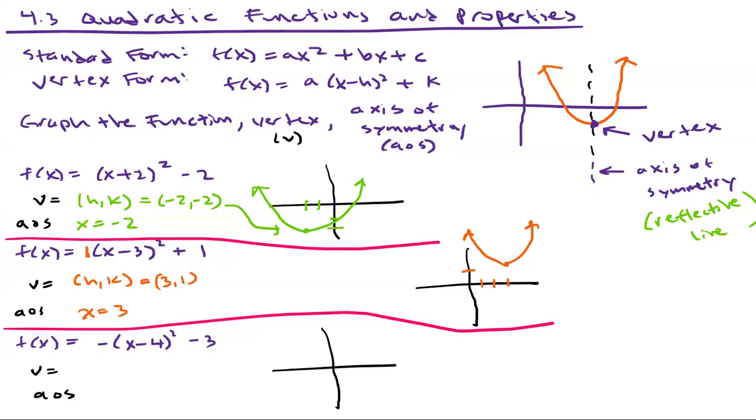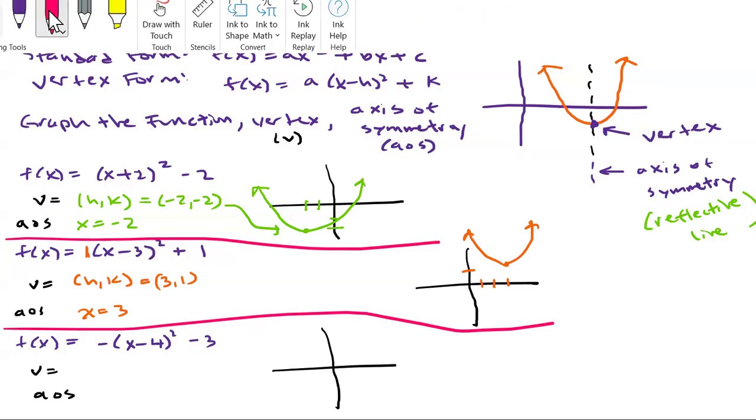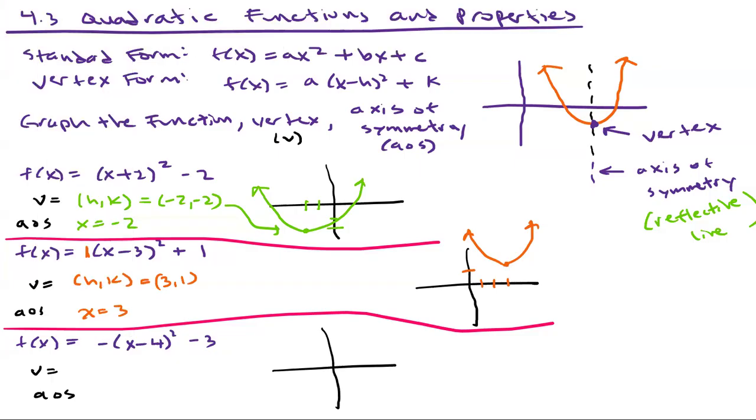Okay, so for the last one, we have f of x is equal to negative of x minus 4 squared minus 3. So I want to identify my h, k, my vertex. So that's going to give us 4, negative 3. Okay, so then I just plot that. So 1, 2, 3, 4, and then I go down 3. 1, 2, 3. So 4, negative 3.